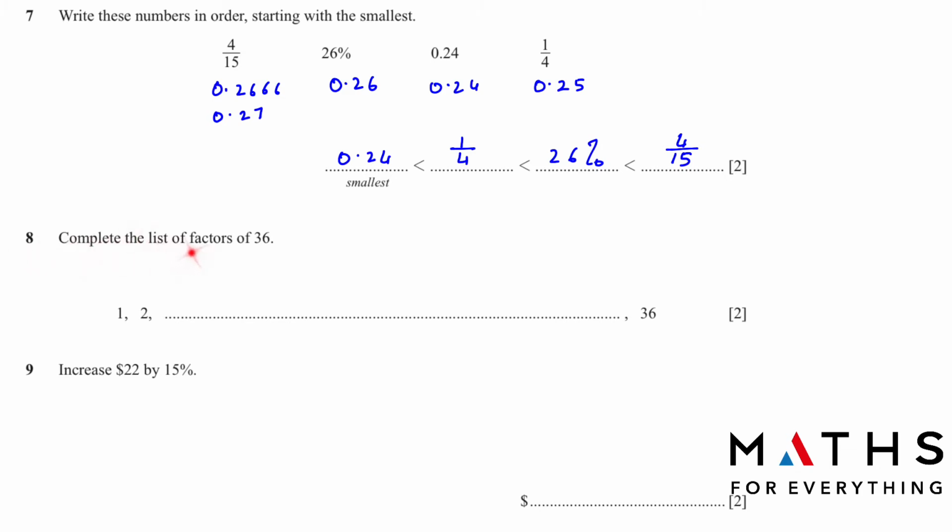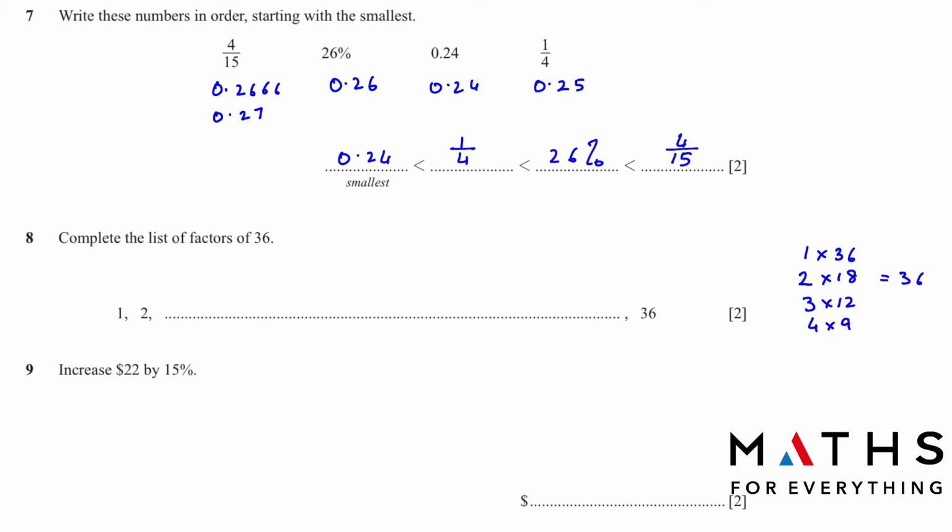Question number 8. Complete the list of factors of 36. Very easy. We write 1 times 36 is going to give us 36. Then divide 36 by 2. You will get 18. So 2 multiplied by 18 is 36. Divide 36 by 3 and you will get 12. So 3 multiplied by 12 is 36. Divide by 4 and you will get 9.